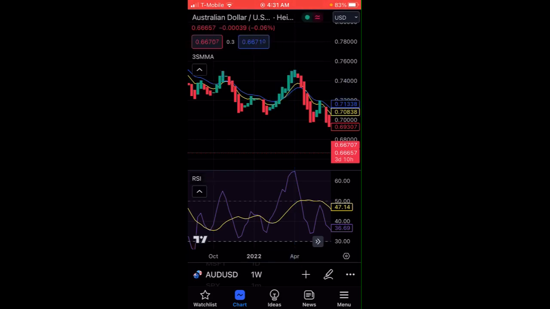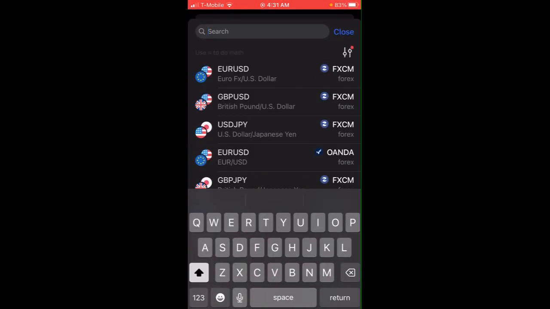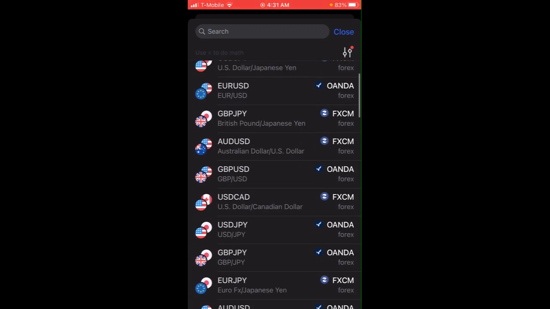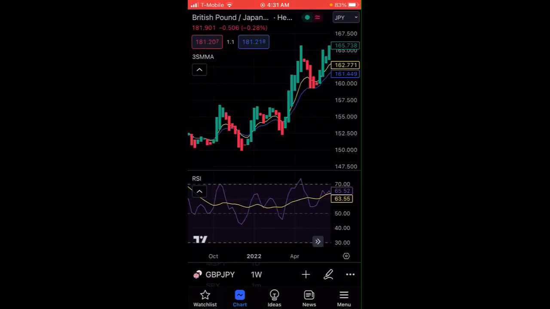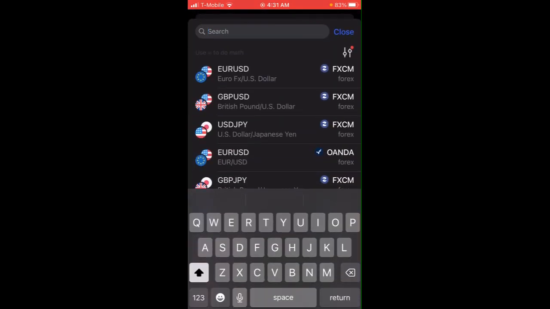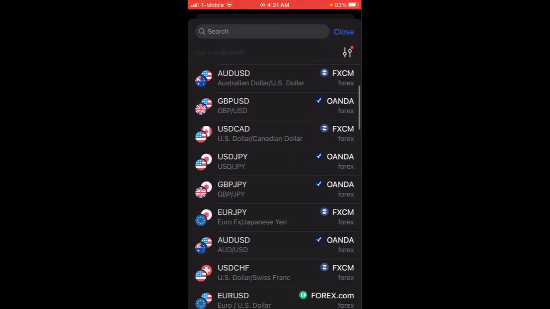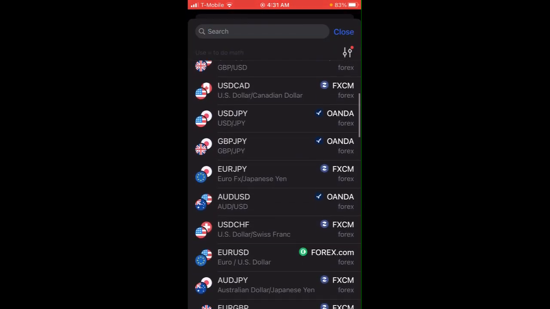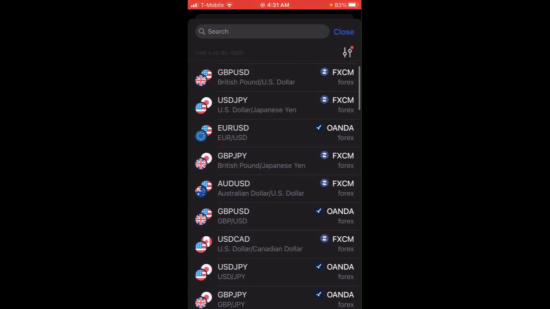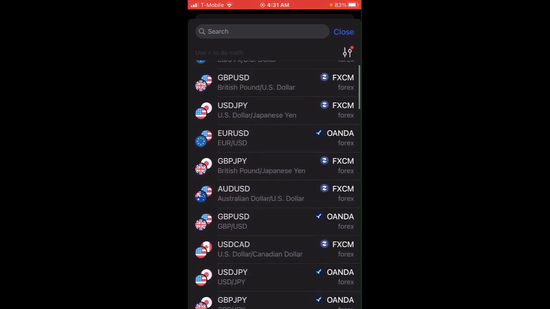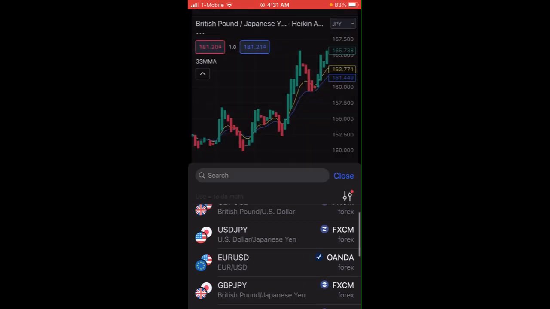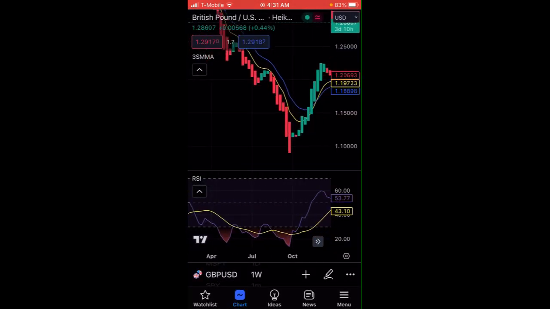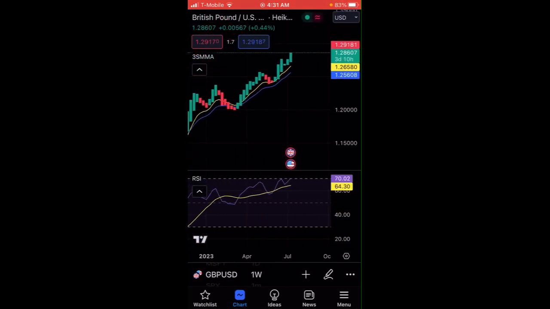So let's look at one more pair. Let's look at the British pound. Wait, no. Let's do British pound against the U.S. dollar, if they have it. Okay, I think this one's it. Okay, let's test this one out.